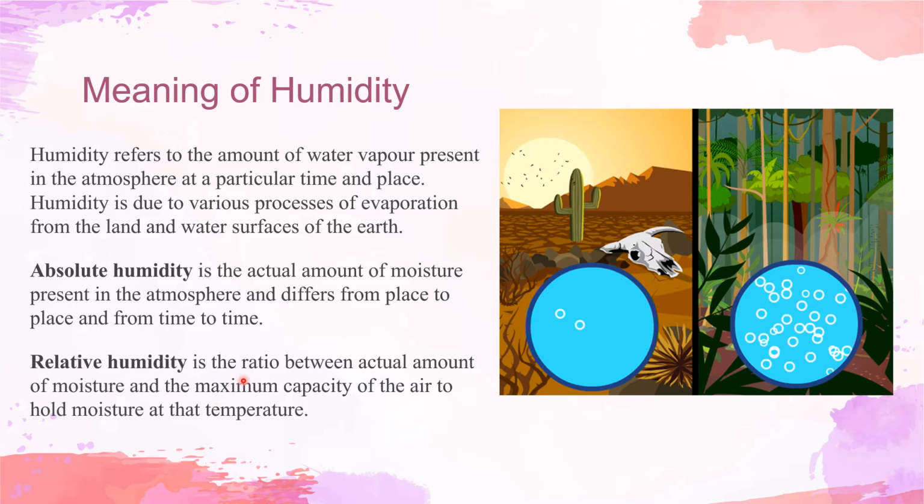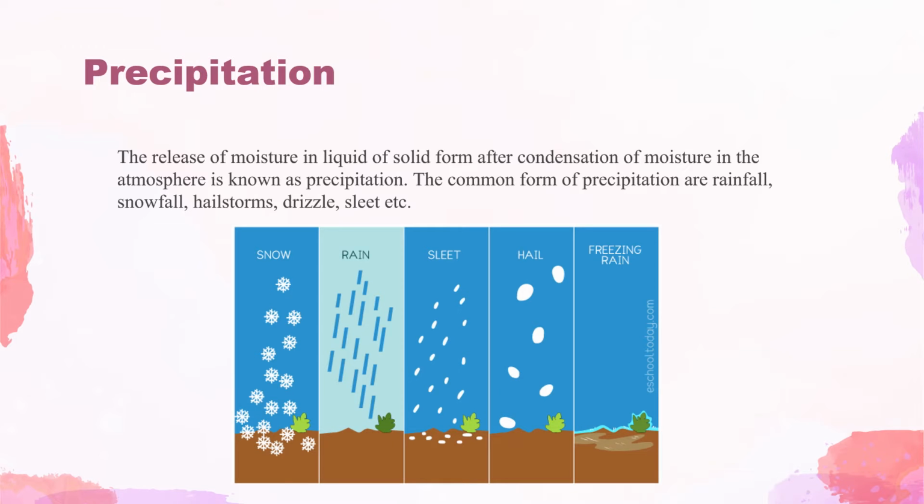Relative humidity is the ratio between the actual amount, that is what is there now in our hand, the actual amount of moisture, and the maximum capacity of the air to hold moisture, how much could have been held at that particular time. So these are the two things that we have to take the ratio of. Now we come to precipitation.